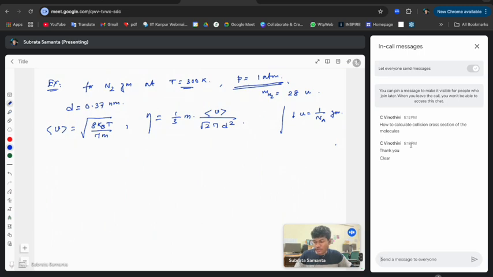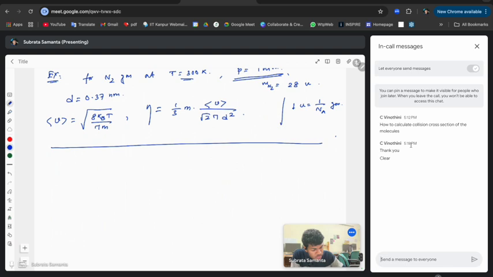Or in other words, if the density is given, then we can calculate the average velocity, and then we can also calculate the viscosity. So let's say, the second example, again for N2 molecules, given the density for N2, the density is given.